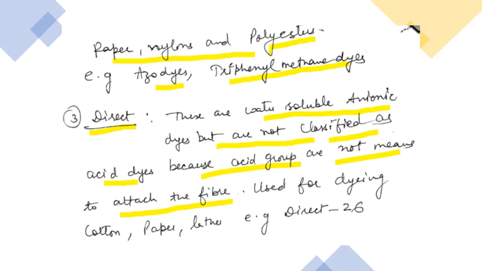But they have the anionic part and they are the water soluble anionic dyes. It is used for dyeing cotton, paper, and leather materials. So they have specific names, for example, Direct 26. It is an example of a direct dye which has the anionic part. So it can be used directly in the application.